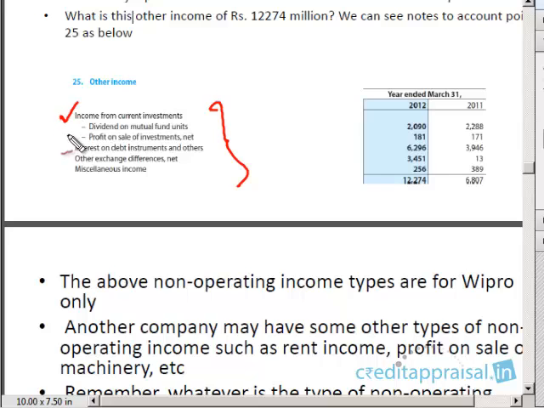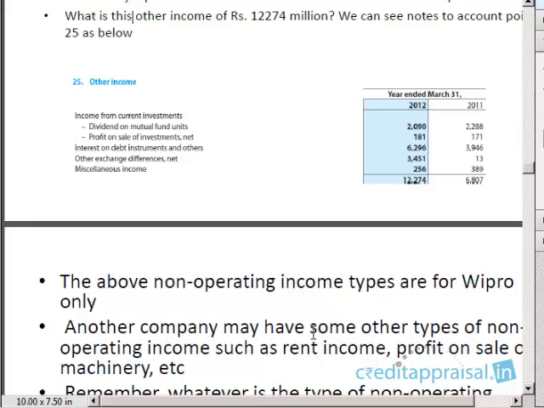So Wipro had these particular items: dividend on mutual funds, profit on sale of investments, interest on debt instruments, exchange difference, and other income. So for another company, there can be some other non-operating income like rent income. Rent income is something which companies who have land and buildings and have given them on rent can earn. That is rent income. Then profit on sale of machinery can be there. So there are many items.